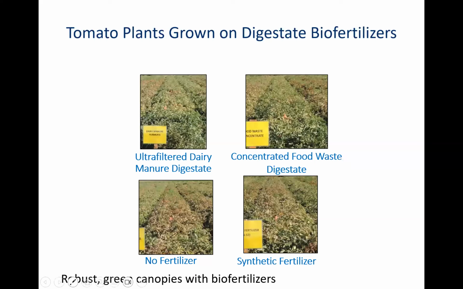As you can see, for biofertilizer, which is these two pictures here, the ultra filtered dairy manure and the concentrated food waste, this is basically still green canopy and robust compared with no fertilizer, for example, and with synthetic fertilizer. So basically it was very healthy plants, until the end of the growth season.